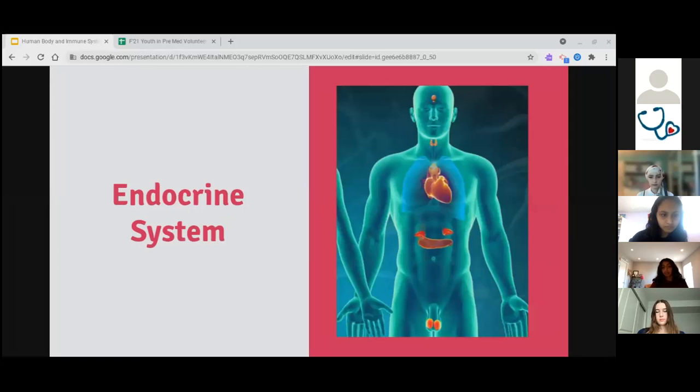Okay, the endocrine system is a series of glands that produce and secrete hormones that the body uses for a wide range of functions. These control many different bodily functions, including respiration, metabolism, and reproduction.